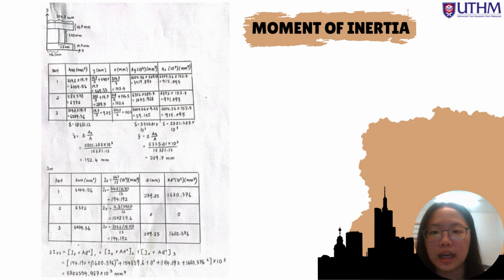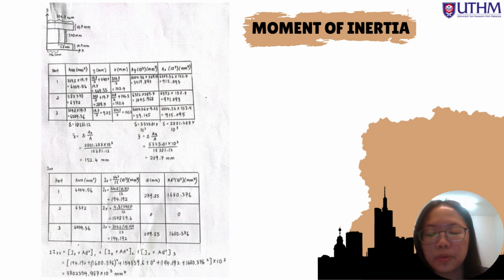Here we will divide the I-beam into three parts, then we get the area, the Y, X, AY, and the AX. And the total area we get is 18381.12, and the total AY is 5325.01 times 10 to the power of 3, and the AX is 2801.283 times 10 to the power of 3. And we will get the X bar and the Y bar, which are 152.4 mm and 289.7 mm.